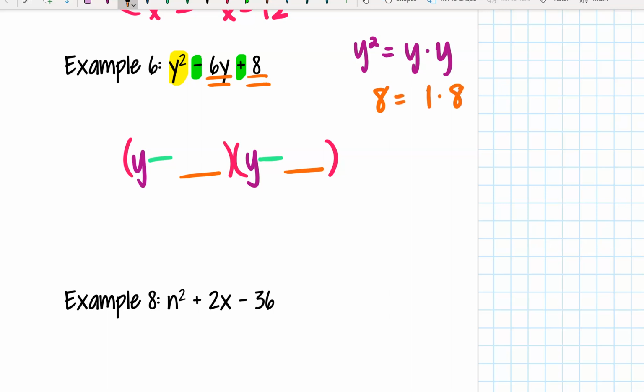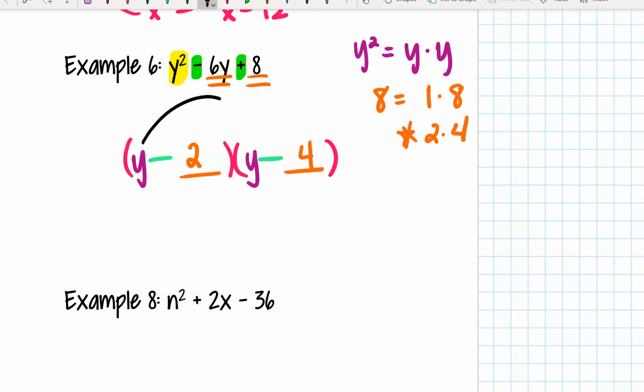Looking at my factor pairs, I have 1 times 8 and 2 times 4. Okay, so when I start this, I really only have 2 to choose from. I'm going to go ahead and choose 2 and 4 because those are my smallest pair. I'm picking up on some of these little hints and helpful strategies. I'm going to do 2 and 4.